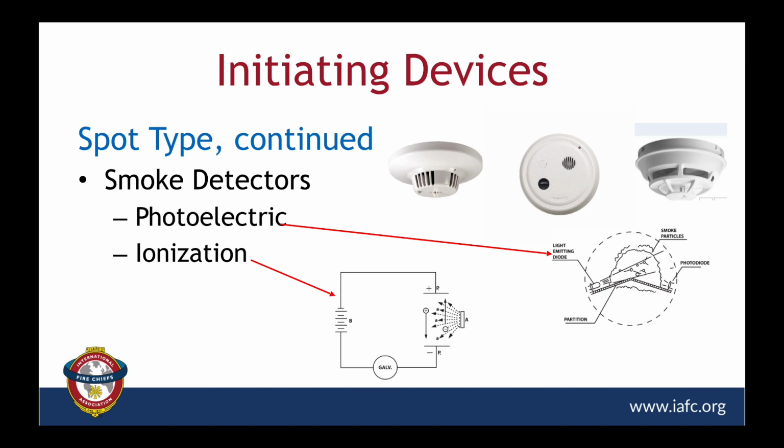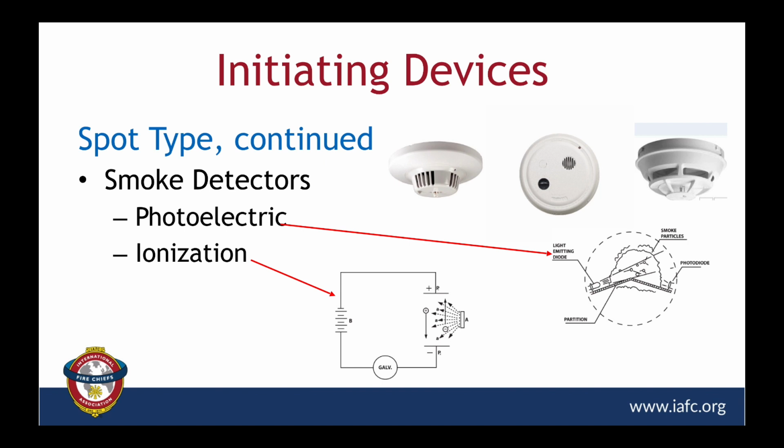However, when smoke particles enter the chamber, some of the light rays are scattered off the particles of combustion and they are reflected on the photodiode. When the photodiode receives the light, it generates an electrical current, causing the detector to operate.